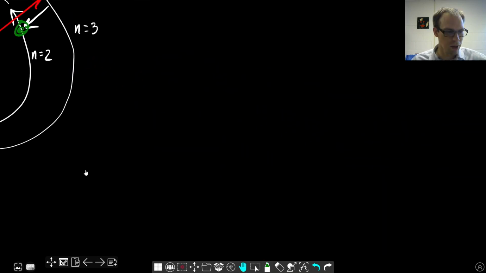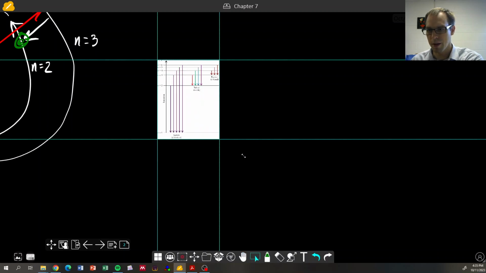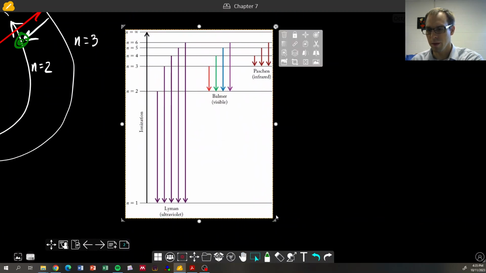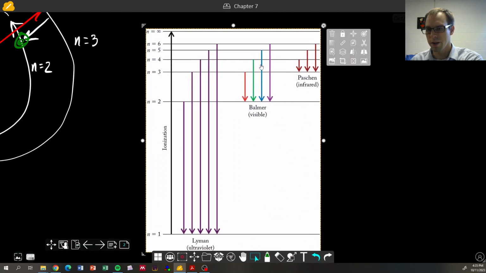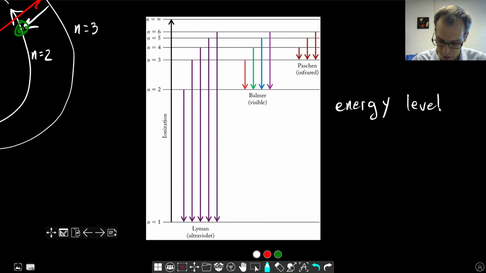So I want to pull in a figure from your textbook that shows this in a little bit with a few more examples. Let me do this and blow this up. So this is what we call an energy level diagram. This is a little bit of a different way of looking at this, but similar idea. And we're going to see quite a few of these throughout our course. So let's take a little bit of time to understand what we're looking at here.